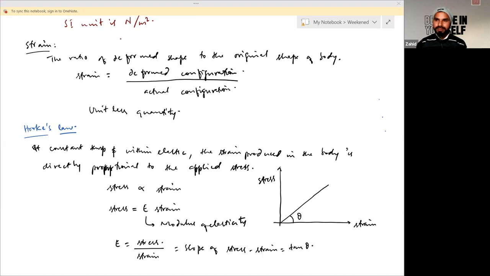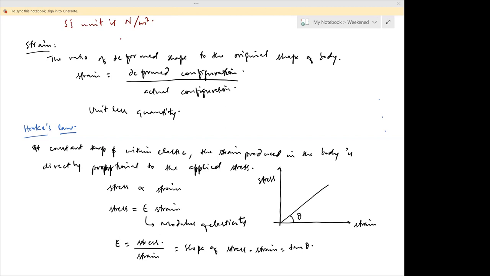Hooke's law simply defines the relation between stress and strain, but under some conditions. First, temperature should be constant, and next, it should be within elastic limit. I will define elastic limit later. The amount of strain or deformation produced in that body will be directly proportional to the amount of stress applied over it. Is it clear?